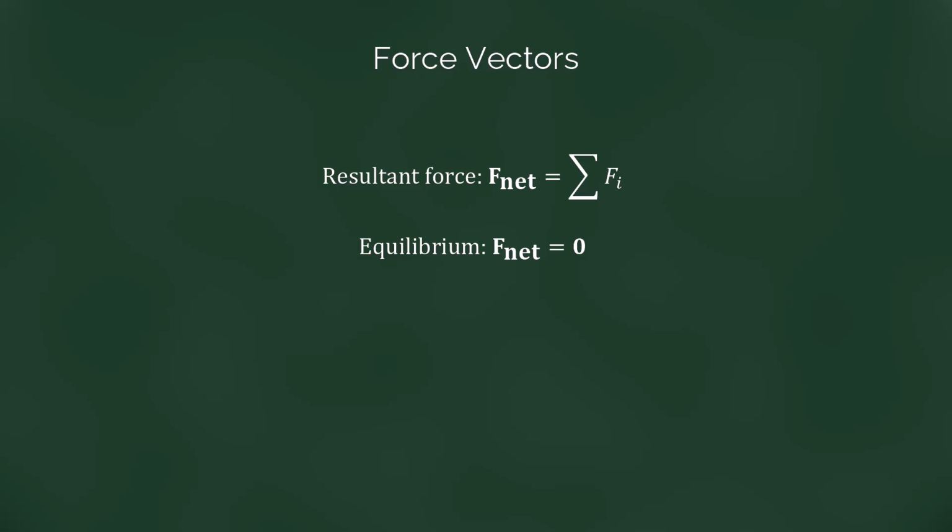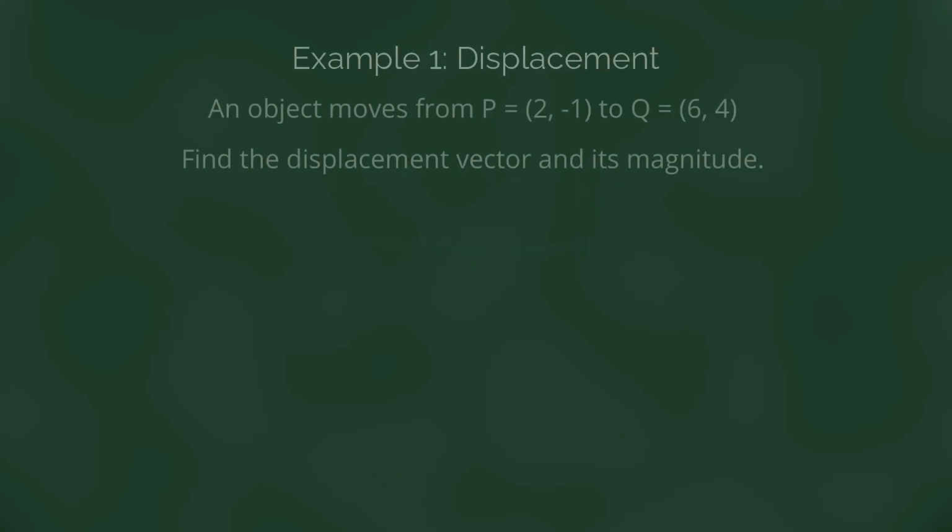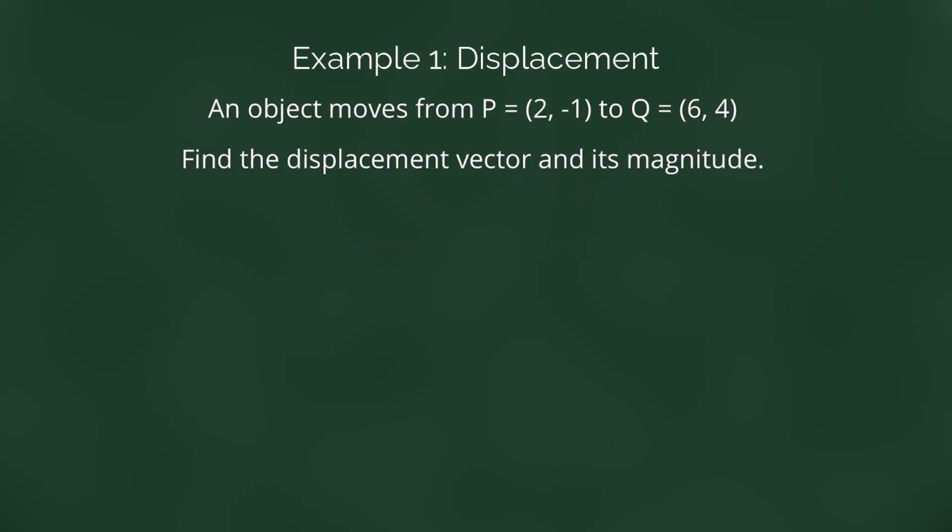Similarly, we can figure out when something is at equilibrium, or we can figure out a force we need to apply to it in order to keep it at equilibrium, by noting that for something to be at equilibrium, its net or resultant force has to equal 0. Let's take a look at some of these ideas by examining a few examples.